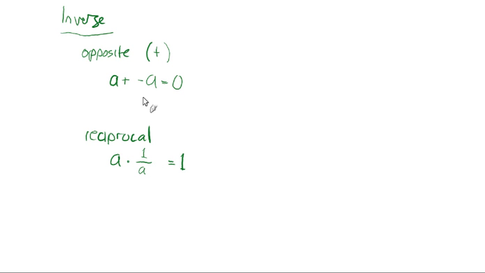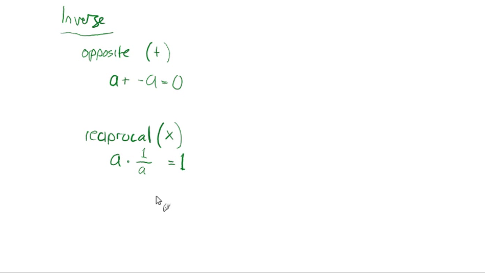A and 1 over A are reciprocals. A and negative A are opposites. These are not opposites. These never get called reciprocals, or hardly ever that I know of. So this is the reciprocal, this is the opposite. Very different things. Both are the inverse. They're just inverses of different operations: the addition operation and the multiplication operation.